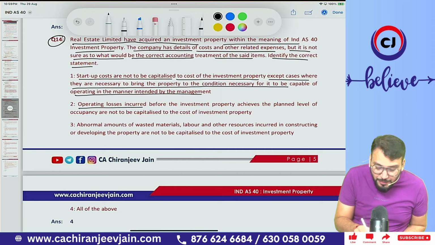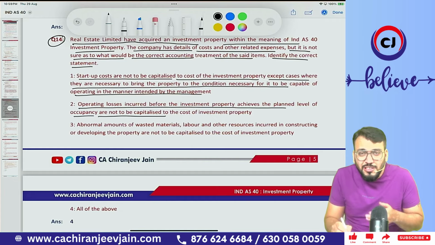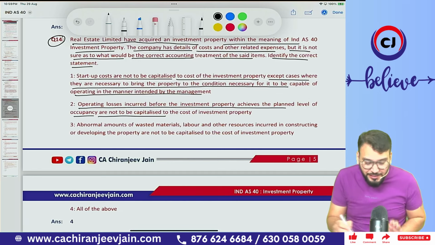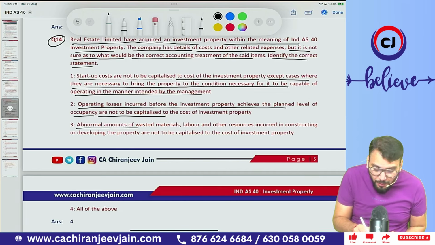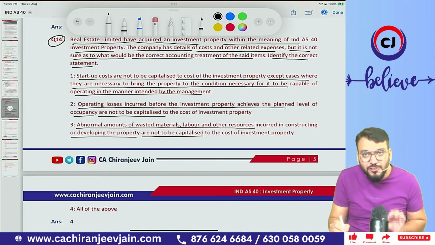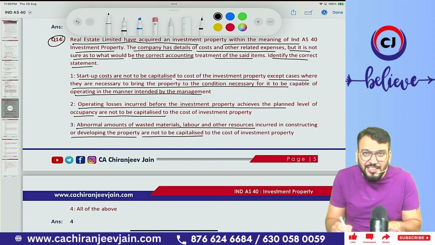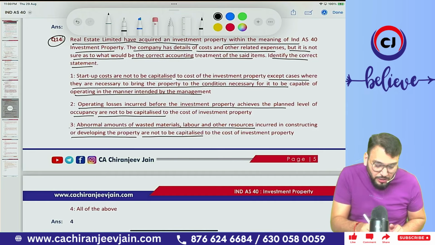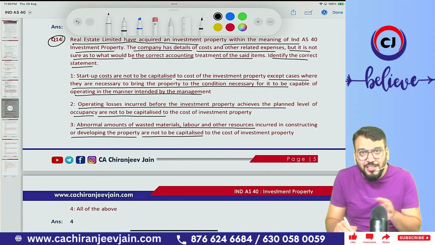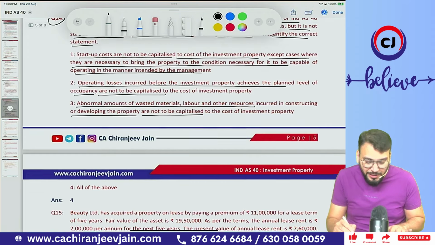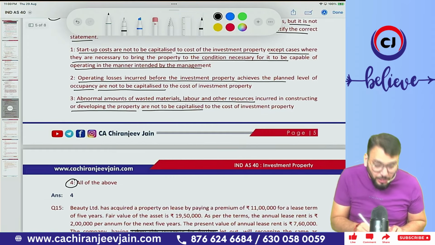Point number 2. Operating losses incurred before the investment property achieves the planned level of occupancy are also not capitalized. Correct, because initial operating loss will never be capitalized. Point number 3. Abnormal amount of wasted material, labor and other resources incurred in constructing or developing the property are not to be capitalized. This is also correct. Abnormal loss in any case, whether it is PPE, investment property, it cannot be capitalized. Means all 3 points are common for Ind AS 16, Ind AS 38 as well as Ind AS 40. So all are correct. Option number 4 is correct.